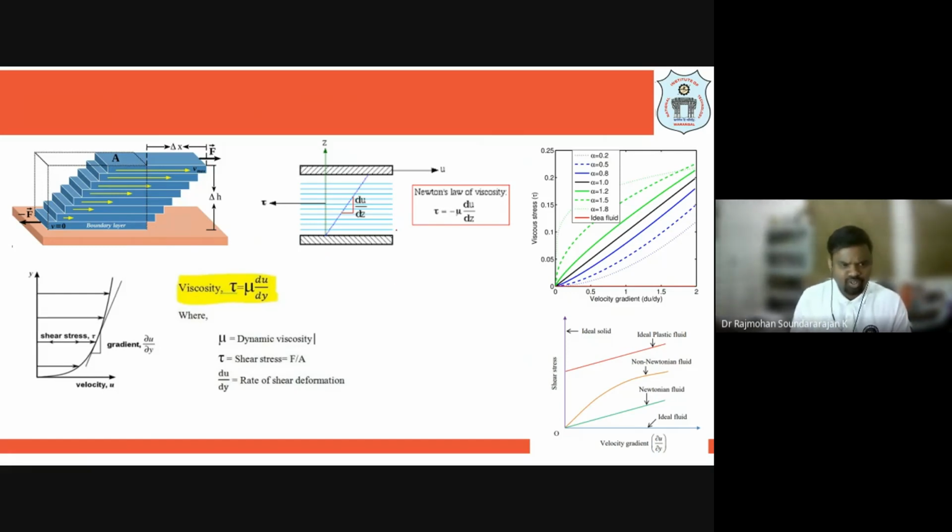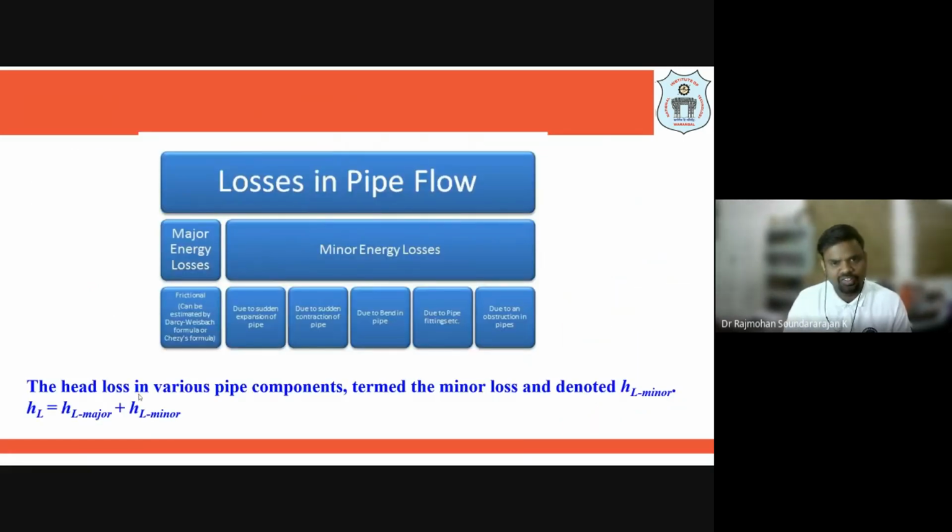Now, coming to here, you have a relationship between the shear stress and the velocity. The Hagen-Poiseuille equation we are also going to discuss. With respect to this pipe flow, we have two types of losses: one is major loss and the other is minor losses. Loss due to friction is considered a major loss because it contributes more to the head losses, whereas fittings, sudden contractions, sudden expansions, and essential fittings like valves all come under the minor energy losses.